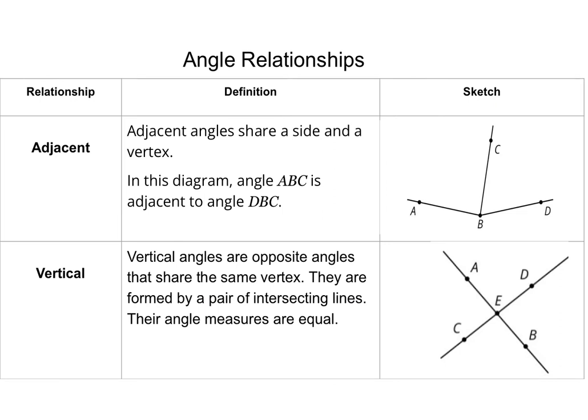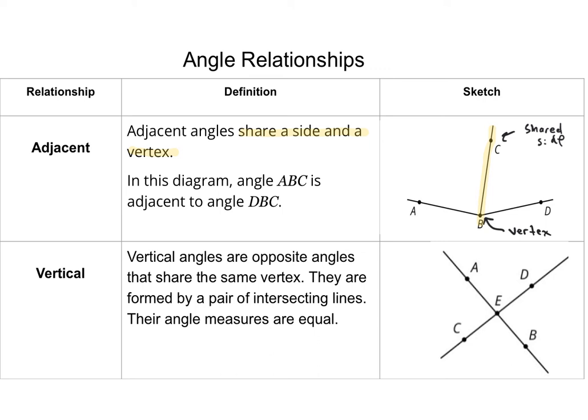All right, let's talk about some angle relationships. This is really just going to be writing down definitions and looking at how these are similar or different. But starting with adjacent angles, we already kind of talked about them, but they share that side and a vertex. So that vertex being the point where the angles come together. So in this case, the vertex is that point B. And the shared side here is the line BC. So we would say that in this diagram, angles ABC and DBC are adjacent angles.